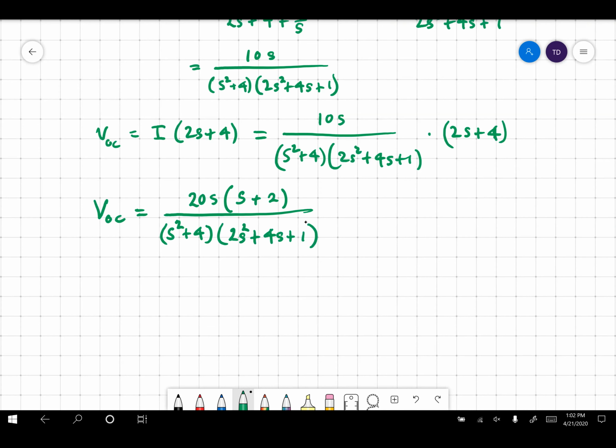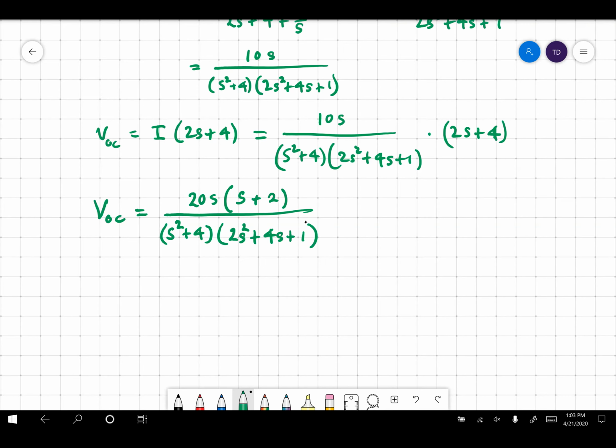This is the reason that we don't multiply through these, especially in the denominator. The numerator you can multiply through if you want to. The denominator, don't do it. Because if we were doing partial fraction expansion, we'd have to get it back to these factors.